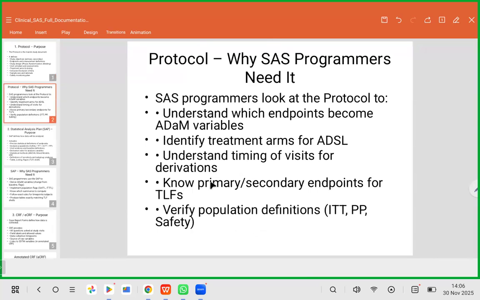This is the same. They have given ADaM and all. We will come to that at a later stage.